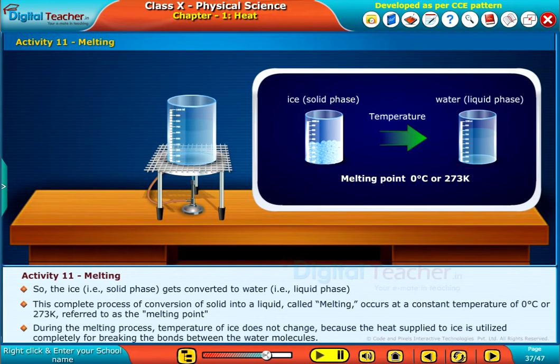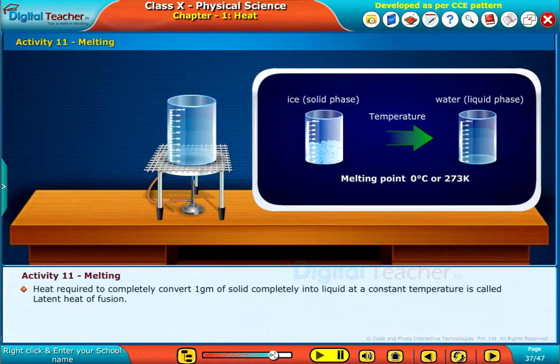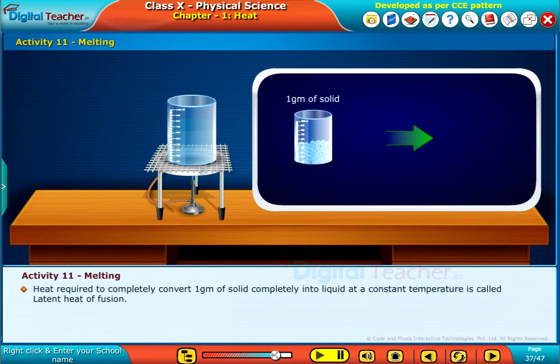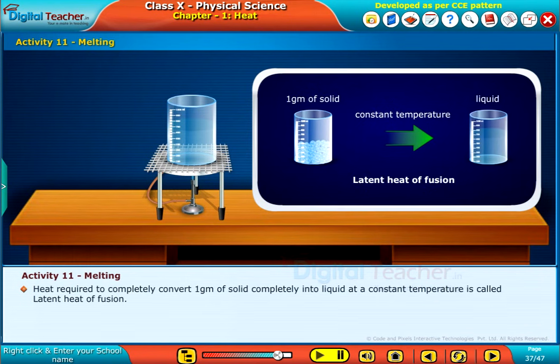During the melting process, the temperature of ice does not change because the heat supplied to ice is utilized completely for breaking the bonds between the water molecules. Heat required to completely convert 1 gram of solid into liquid at a constant temperature is called latent heat of fusion.